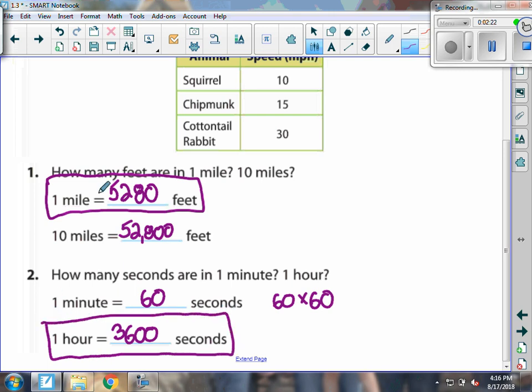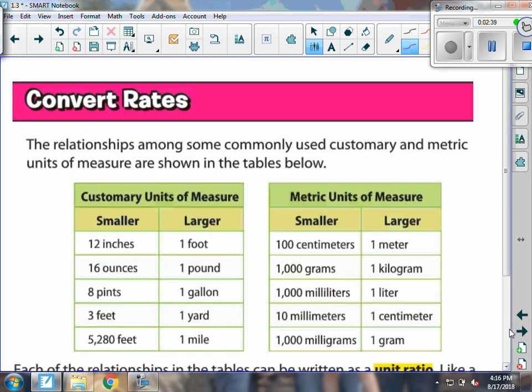Okay, so make sure that you have both of these conversions written down, because those are the two numbers that you need to memorize. We have 1 mile is 5,280 feet, and 1 hour is 3,600 seconds. Okay, this can be found on page 26 in your math book. So you don't need to worry about writing this down because you already have it.